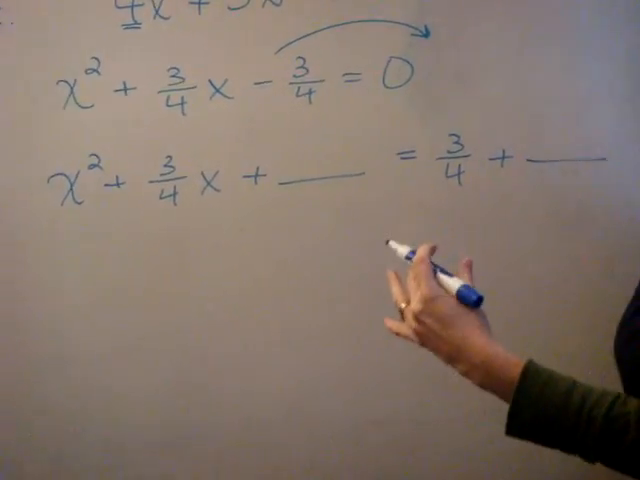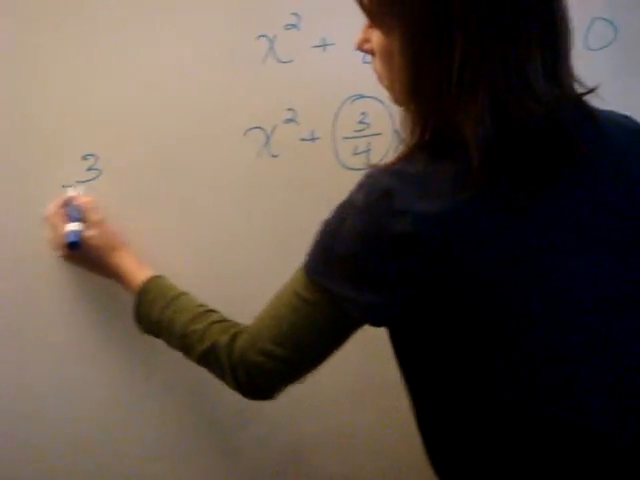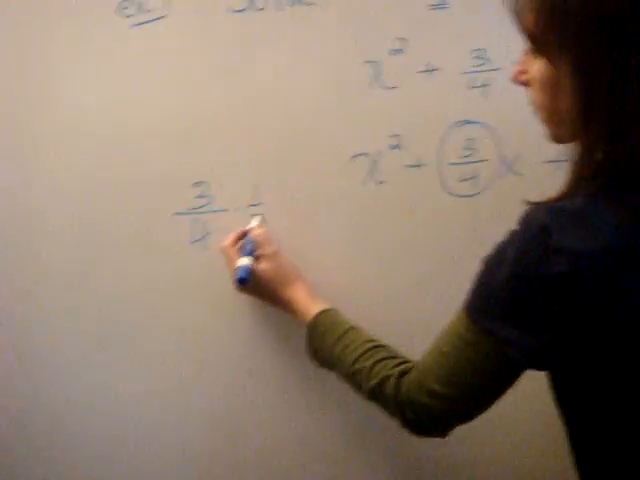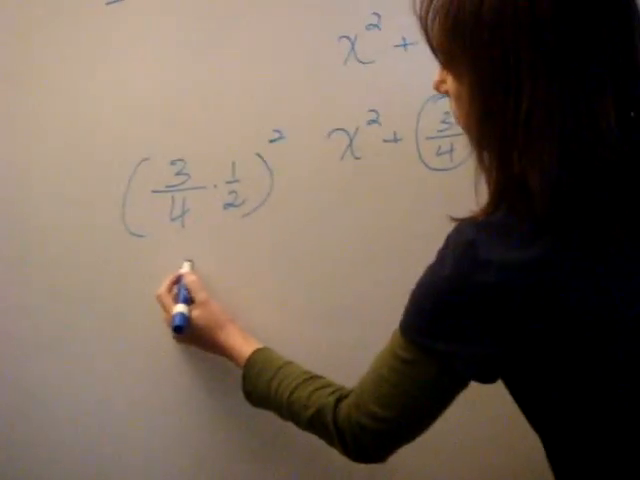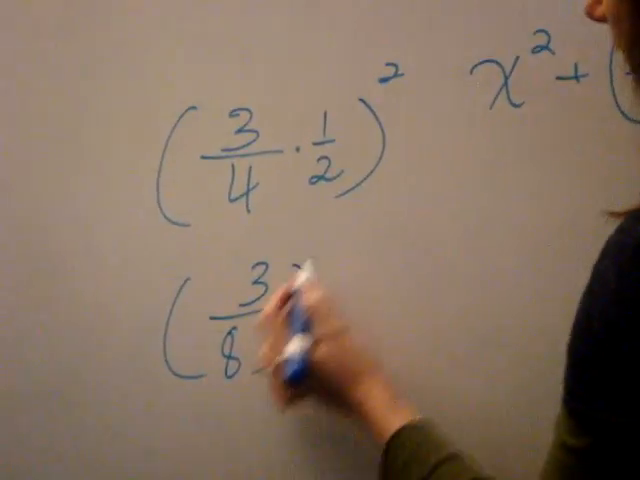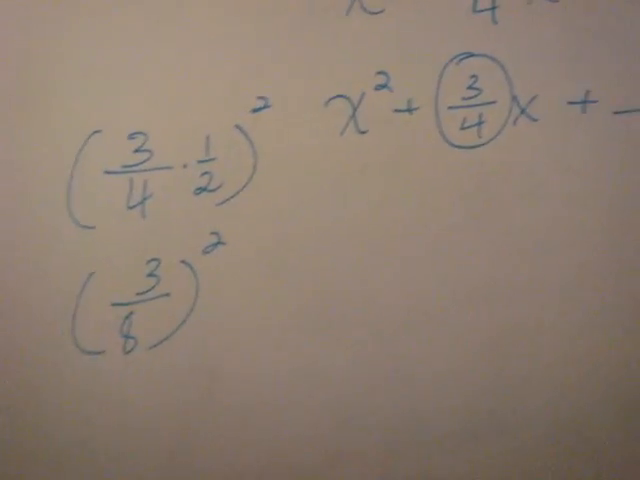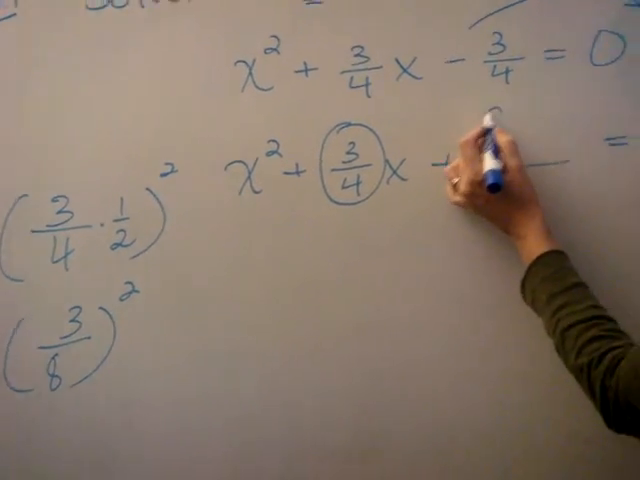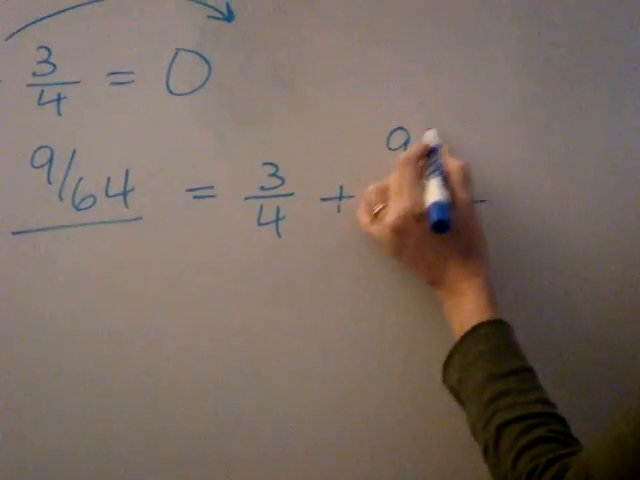Now in order to complete the square, we take the coefficient of the x term, we divide it by 2, which is the same thing as multiplying by 1/2, and then we square it. So in this case, we're going to get 3/8 squared, and that's going to be what we put in here. So you take the coefficient of the x term, divide it by 2, which is the same as multiplying by 1/2, and you square it. We get 9/64. And when we got that, we have to put it over here. That keeps our equation balanced.